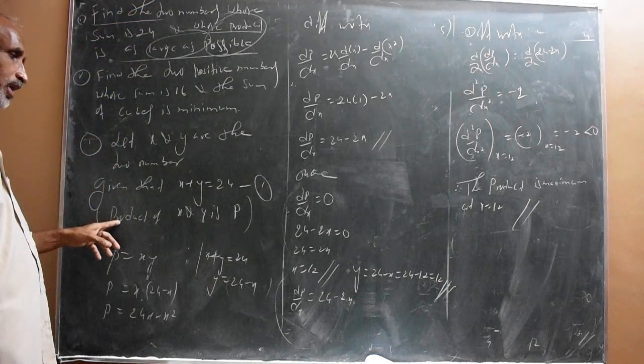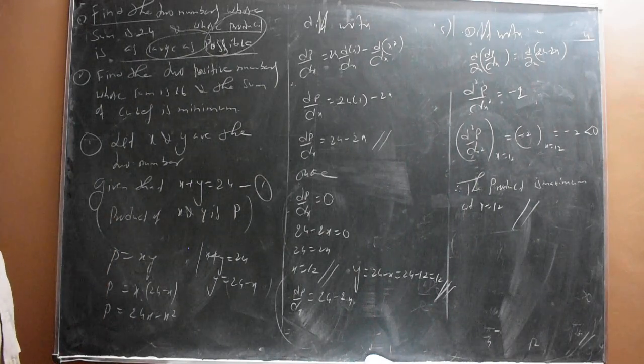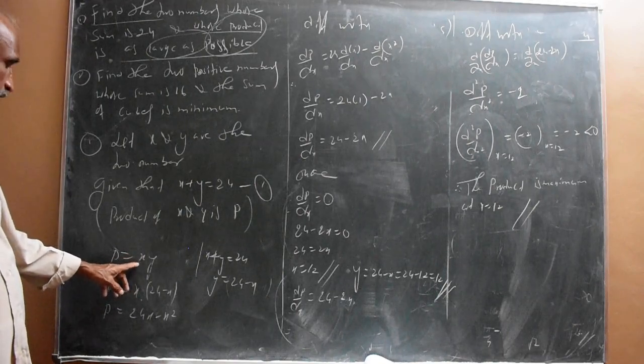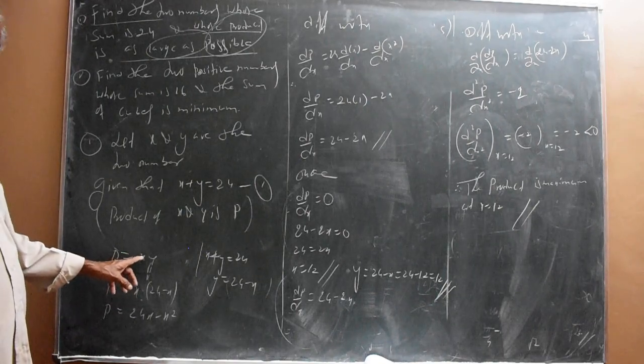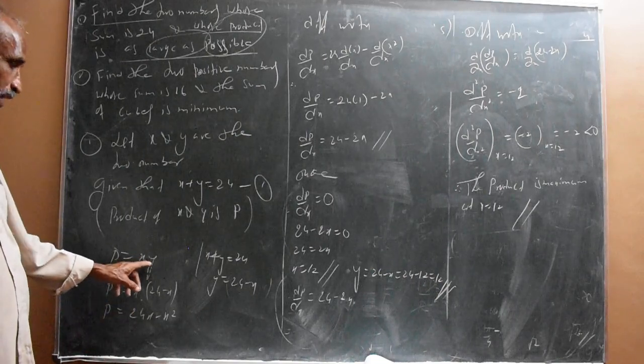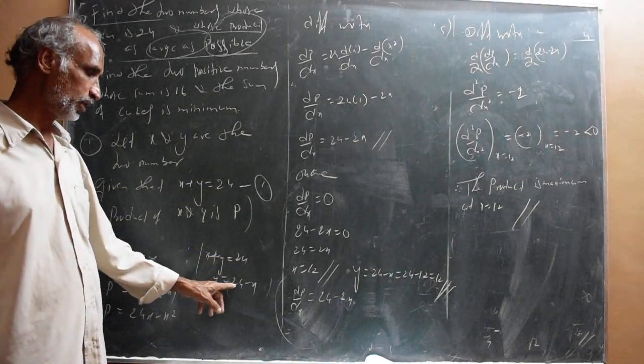For the function which is maximum or minimum, that function is to be taken in a single variable. It should have a single variable. So the product of x and y, the multiplication, is x into y. Two variables are there, so reduce it to one by the given information. x plus y is 24 means y is 24 minus x.